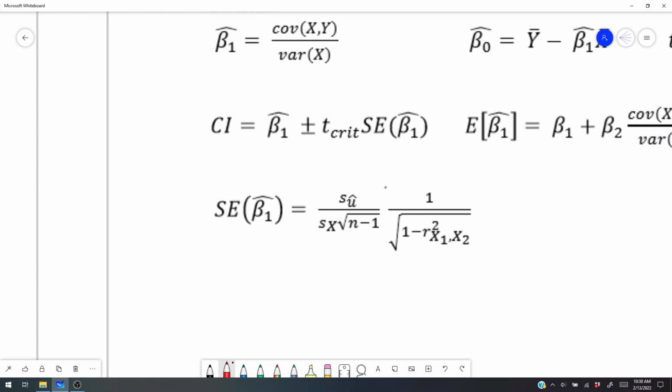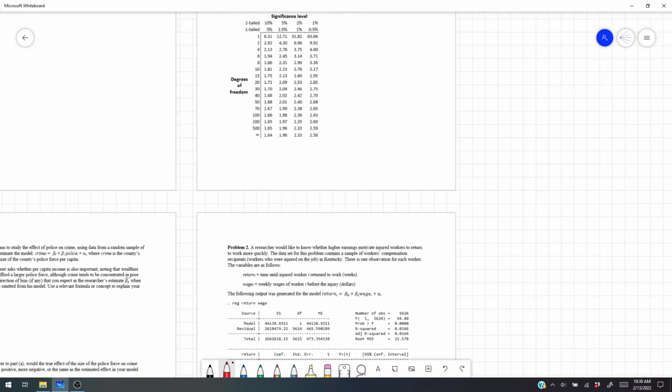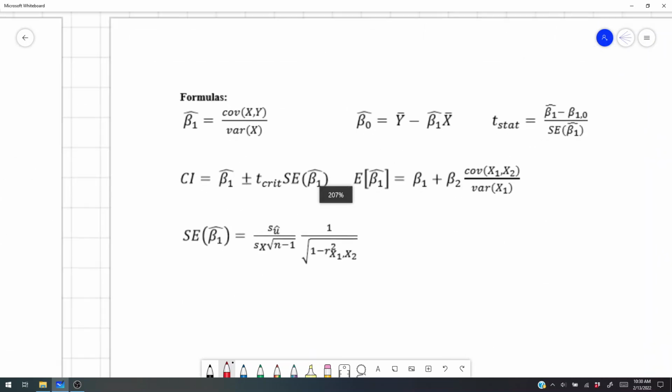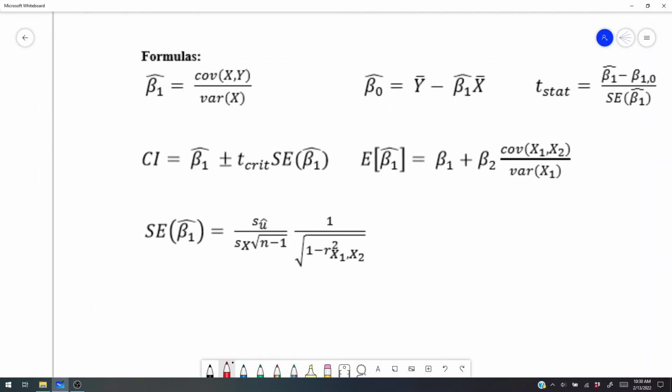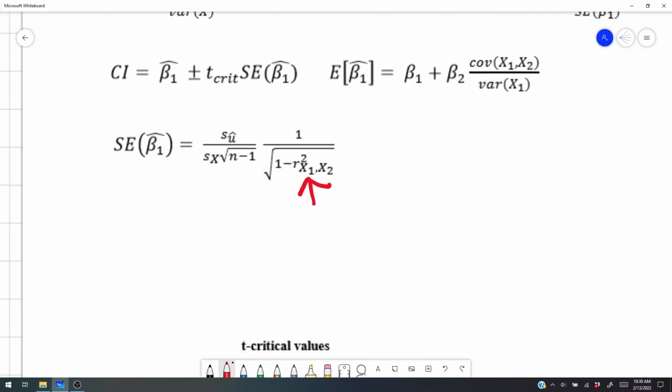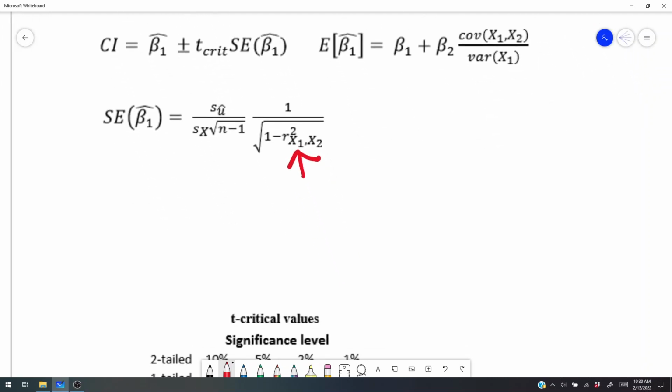So what we have here is 1 over the square root of 1 minus the correlation squared. So this term here is actually the correlation of x1 and x2, corr(x1, x2). And it's squared, yes. And then you have 1 minus that thing, yes. And then you have the square root of that in the denominator.